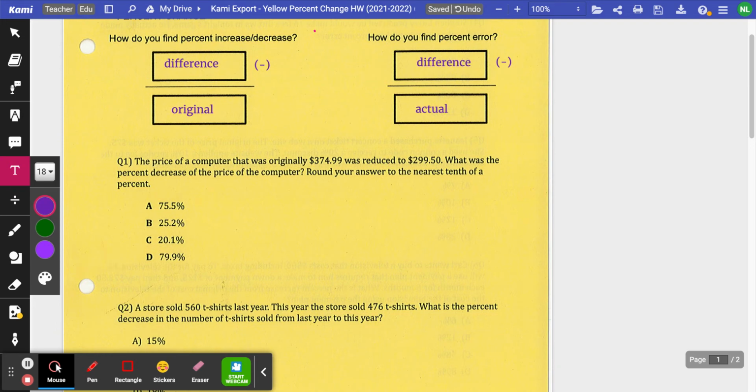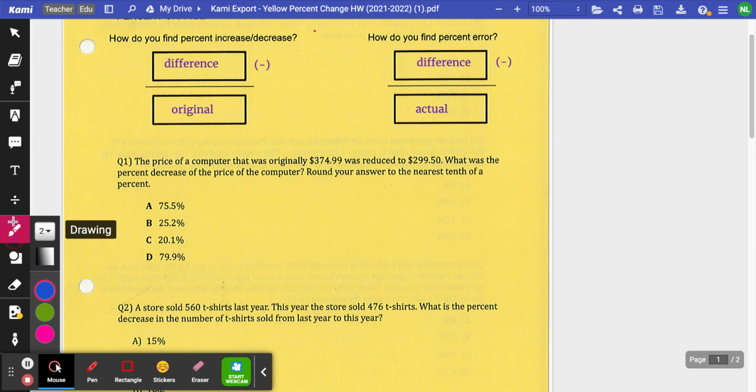So question number 1, the price of the computer that was originally $374.99 was reduced to $299.50. What was the percent decrease? So we're looking over at this formula. What was the percent decrease of the price of the computer? Round your answer to the nearest tenth of a percent.